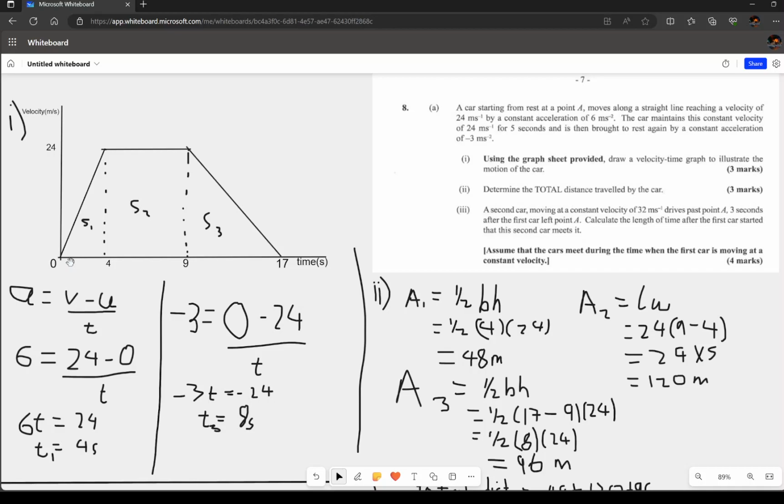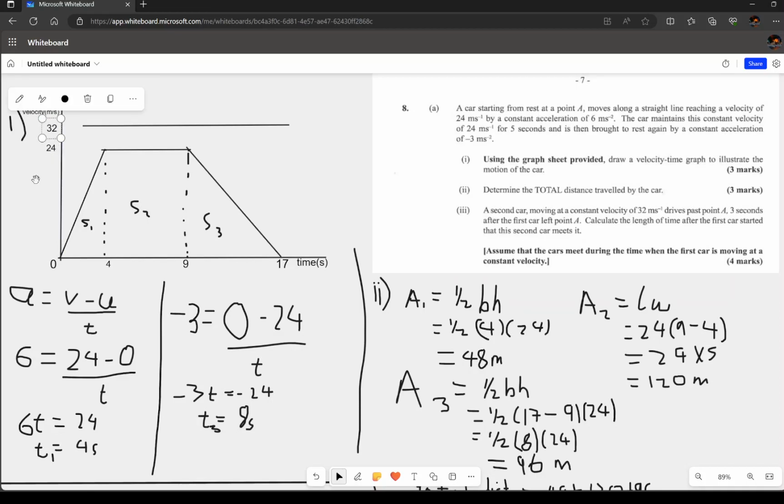Alright, next thing that we need to realize is that the second car is moving at a constant velocity of 32 meters per second. So I'm going to go ahead and draw something on our graph here. I'm going to put this line right here, a straight line because it's a constant velocity. And I'm going to put a label here as 32. So this 32 is telling us that the second car has a velocity of 32. And of course that car is supposed to start 3 seconds after.